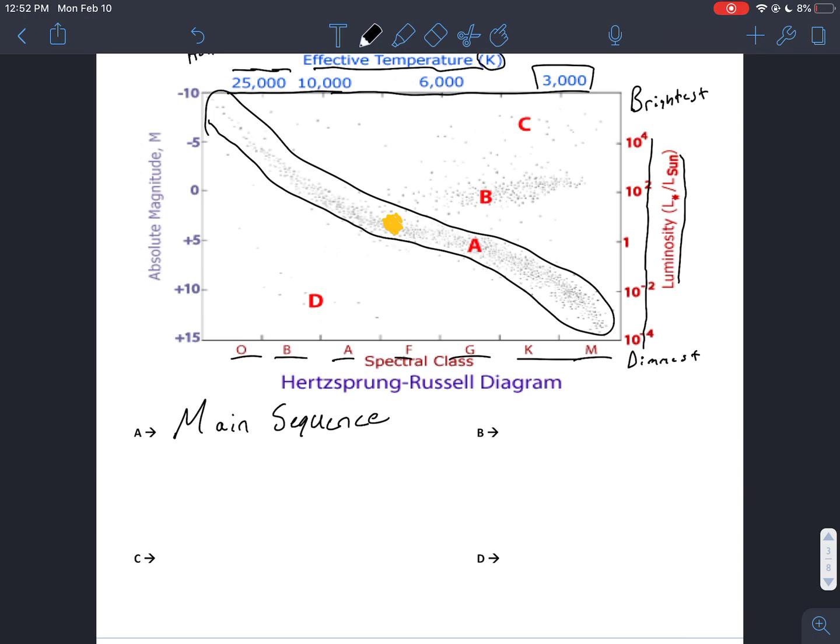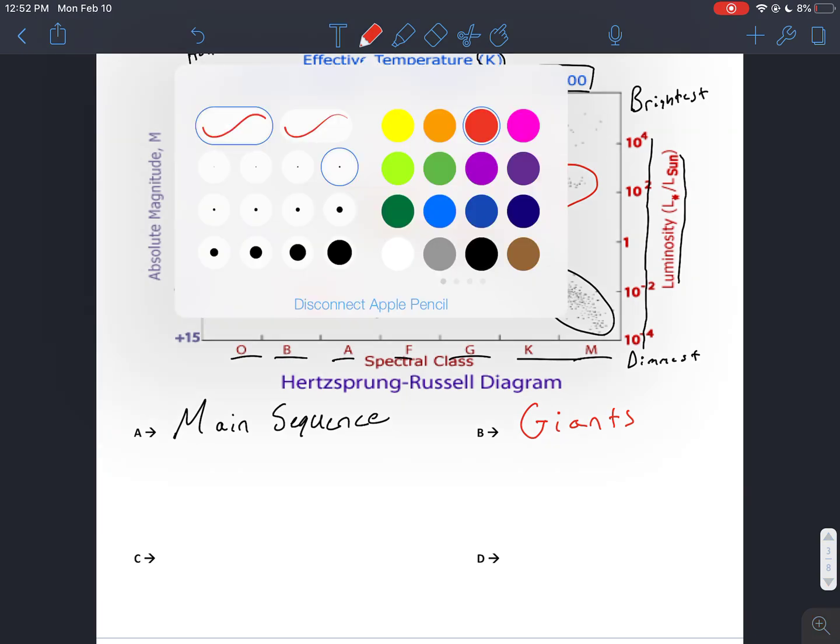All right. And then B, I'm going to switch to red. Section B here. These stars are called the giants. There's no size on this chart. Even though they're called giants, we don't know anything about their size. Because remember, this chart just shows you their brightness and their temperature. B is the giants. Right?